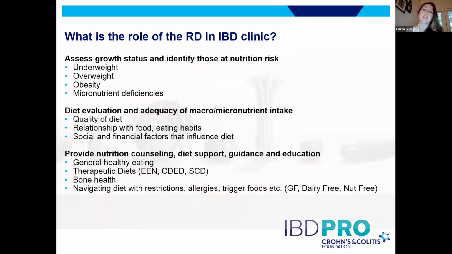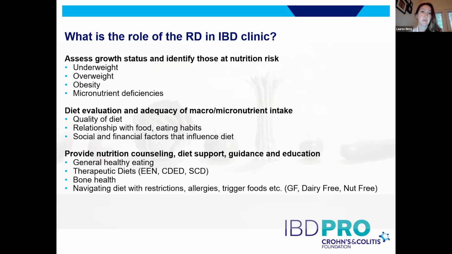So what is the role of the RD in IBD clinic? There's a few things that I'm always thinking about when I go to assess patients. The first is, we're always looking at growth status and trying to identify those that may be at nutritional risk. And so that includes patients that are underweight or may have recently had a significant degree of weight loss. This could include patients that are overweight, have had a significant degree of weight gain recently, those with obesity, or those who have struggled with childhood obesity, and then patients that have micronutrient deficiencies as well.